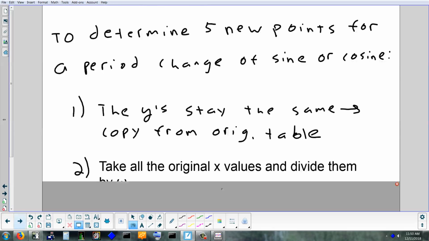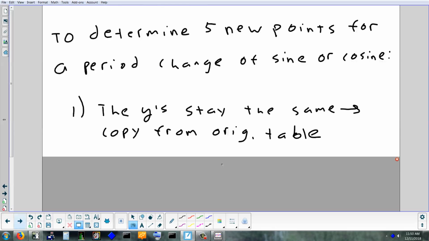All right. So this time, all the y's stay the same. Okay, again, unfortunately, those are the easy ones. We don't get to work with them this time. So copy the y's down from your original table.